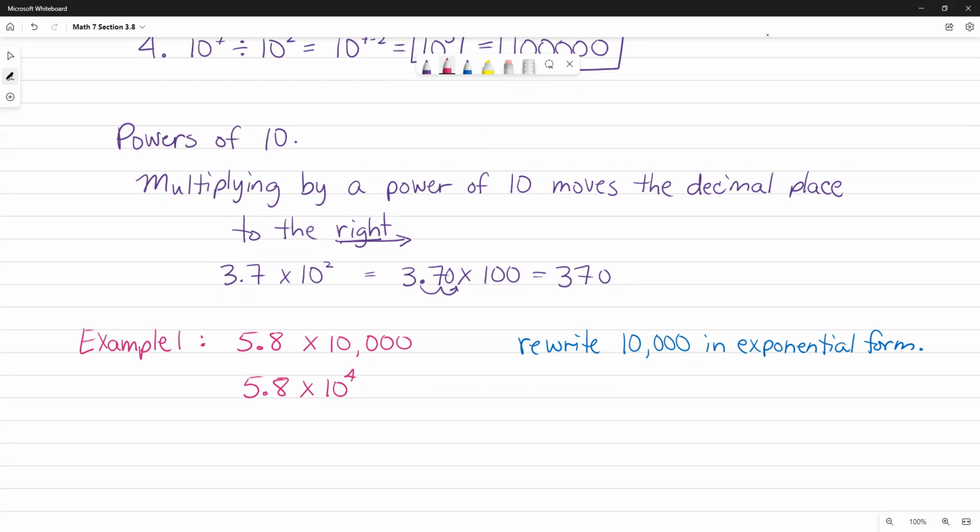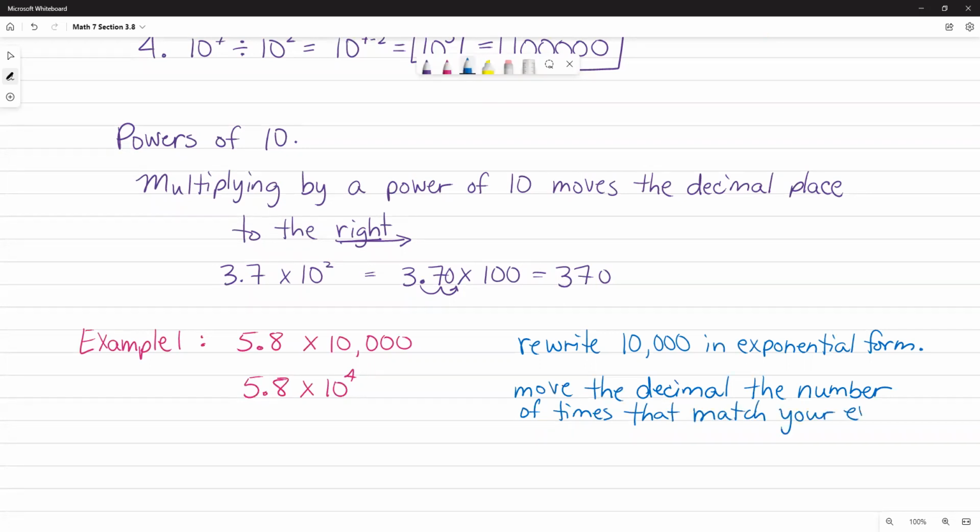Let me go ahead and write the step. Move the decimal the number of times that match your exponent. That's what I'll say. So in this case, we move it 4 times.